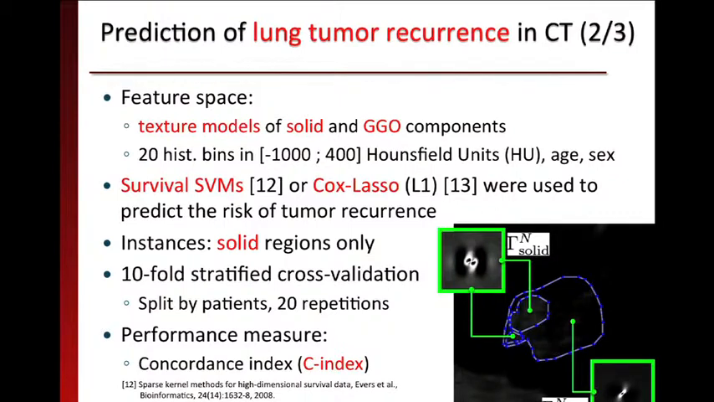So what we are doing here, we are learning the models on solid and GGO, and then we look at the magnitude of those models, but only in the solid components. Then we use a tenfold cross-validation, which is stratified and split by patients. And we will repeat this cross-validation 20 times to assess the performance. As the performance measure, we use the concordance index. So the concordance index is similar to the area under the ROC curve, but for outcomes that are non-categorical.